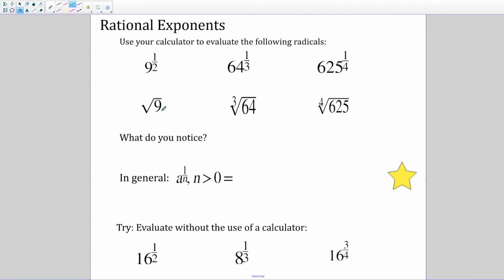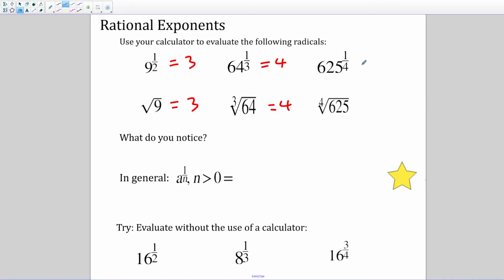So before I go ahead and introduce the rational exponent law, I would like for you to use your calculator to evaluate these following expressions. Hopefully we were all able to arrive at the same answers. So 9 to the power of 1/2 is just 3. We know that the square root of 9 is 3. 64 to the power of 1/3 is 4. The cube root of 64 is 4.